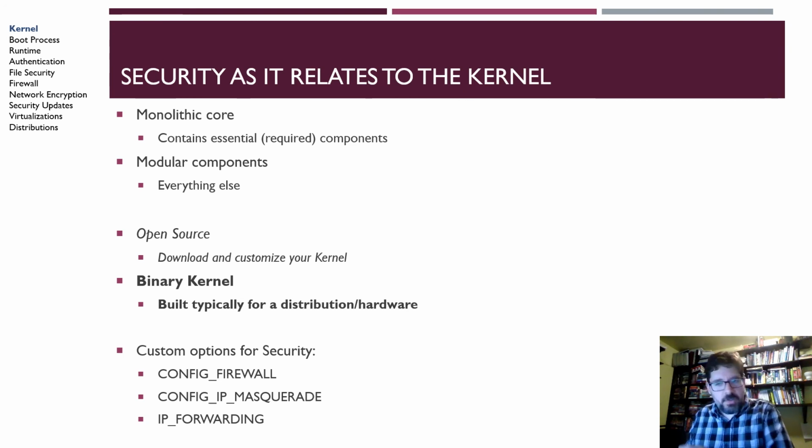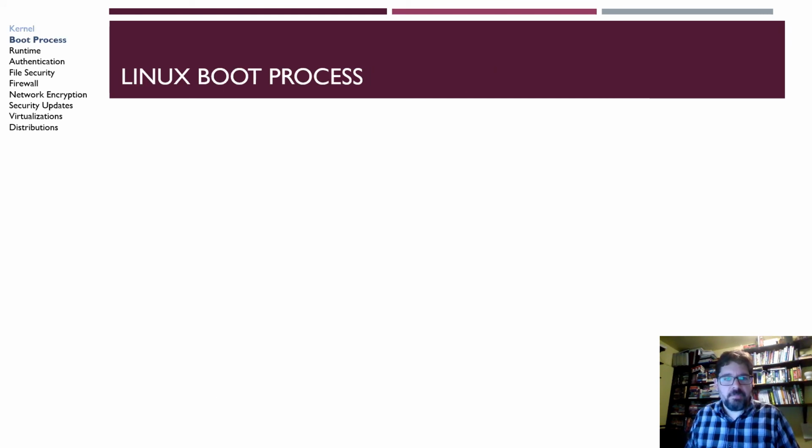And in this course, of course, we're using a binary kernel because we installed CentOS 7 from Google. Now, Google may have customized CentOS 7. I don't think they did, but they certainly could have when they created that image for us. But for the most part, to us, it's a binary kernel.